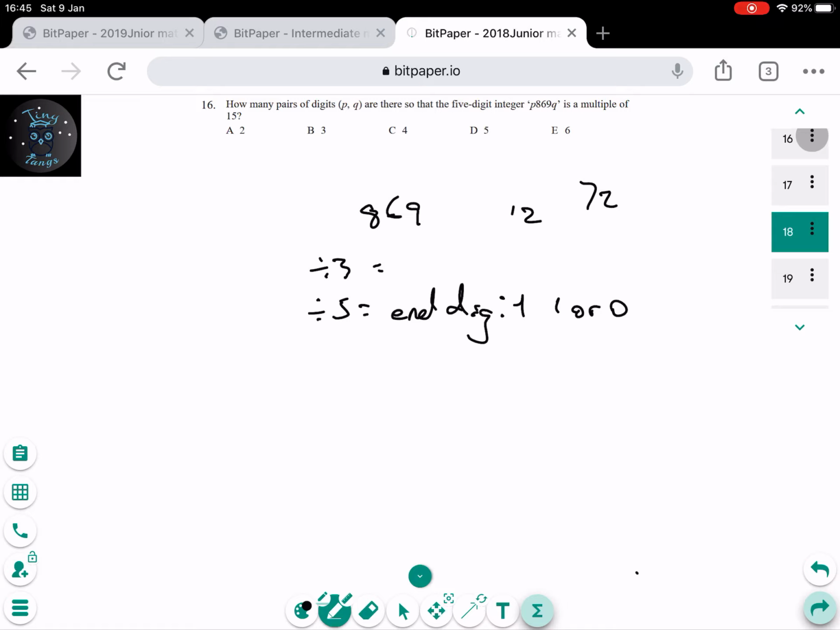So for 15, we need it to be divisible by both of them. So it should be divisible by 15, and so Q can only be 5 or 0, and let's try Q as 5 first. So if Q equals 5, 8695.